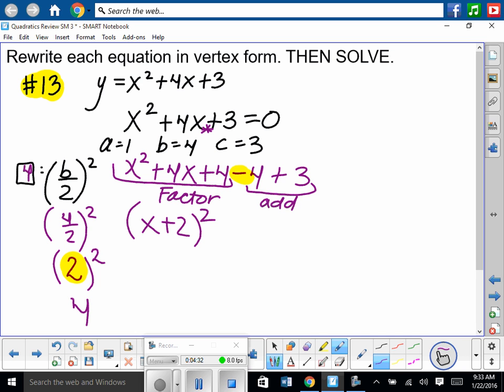And then we're going to add these 2 together. Negative 4 plus 3 is negative 1. And guess what? You have it from standard form to vertex form.